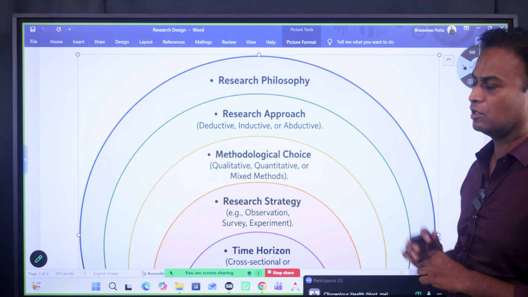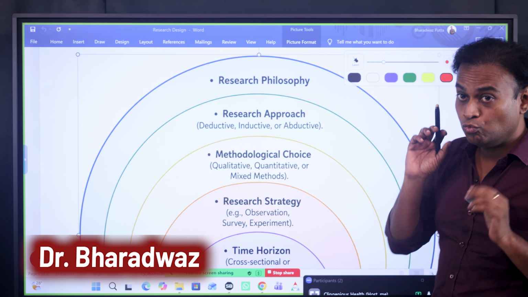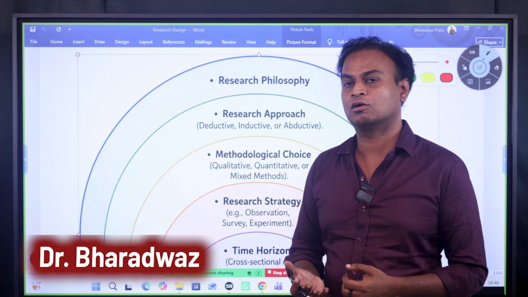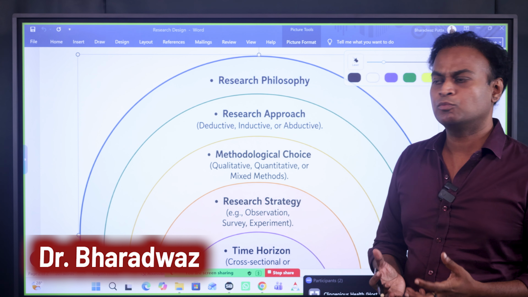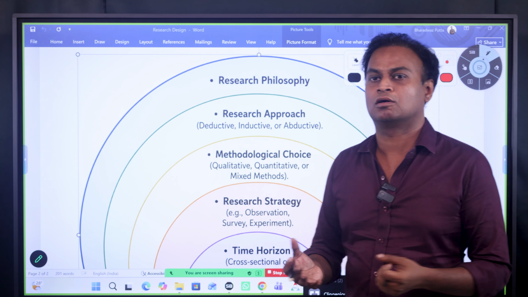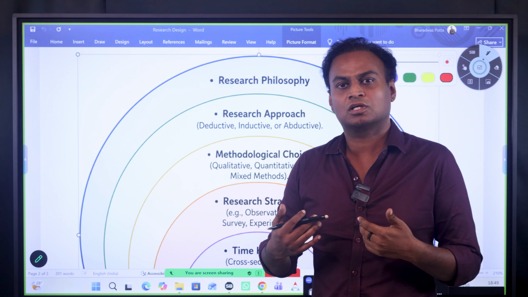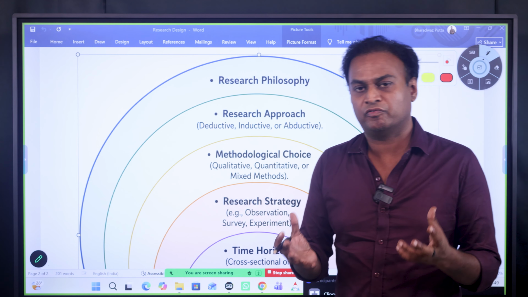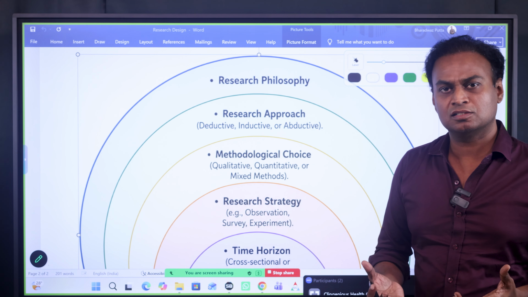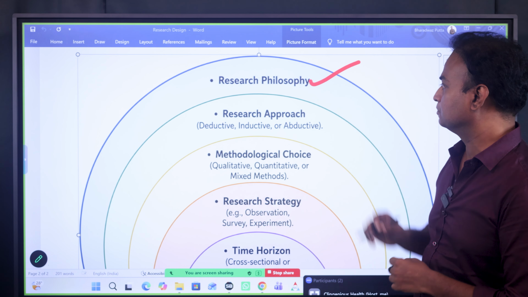The first layer is research philosophy. What is research philosophy? It describes what you want to research, not what your mentor or your guide wants you to do. It is about your philosophy, what you are actually interested in. You are interested in numbers, or in finding something new, or you want to check what is existing. What exactly do you want to do? A survey research, or fundamental research, or applied research, whatever you want to do, that comes under your philosophy. That is the first part.